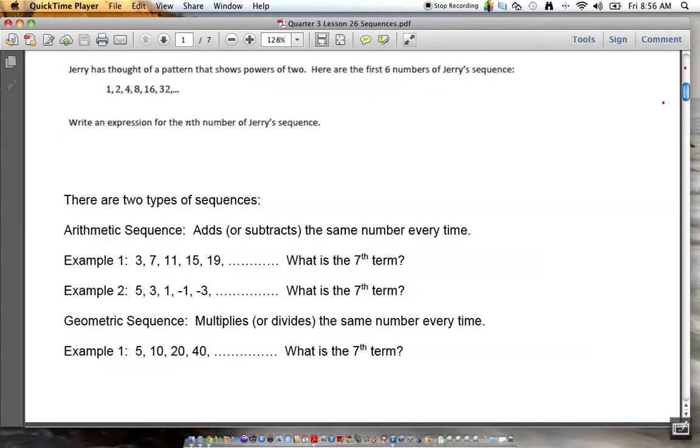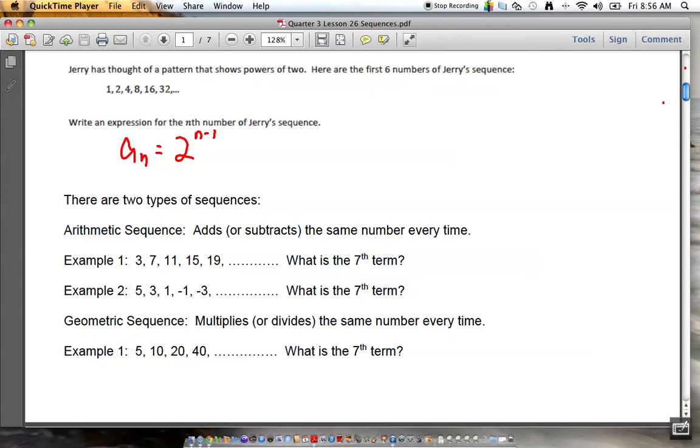So, if I want, I can call it a sub n. That'll equal 2 to the n minus 1 power. And let me explain where I get that from. Just like we had the n minus 1 before, we have the n minus 1 here, because the first term is 1. And if I was to leave this 2 to the n, 2 to the 1 would not equal 1. 2 to the 0 equals 1. So I make this n minus 1 to get that 0. And then work my way from there.